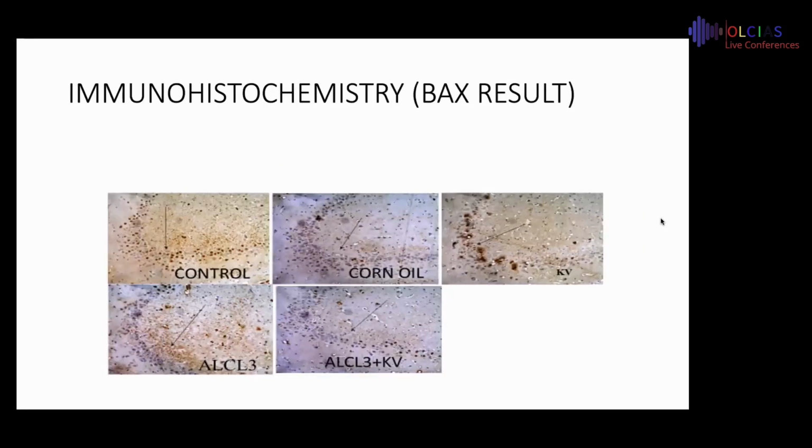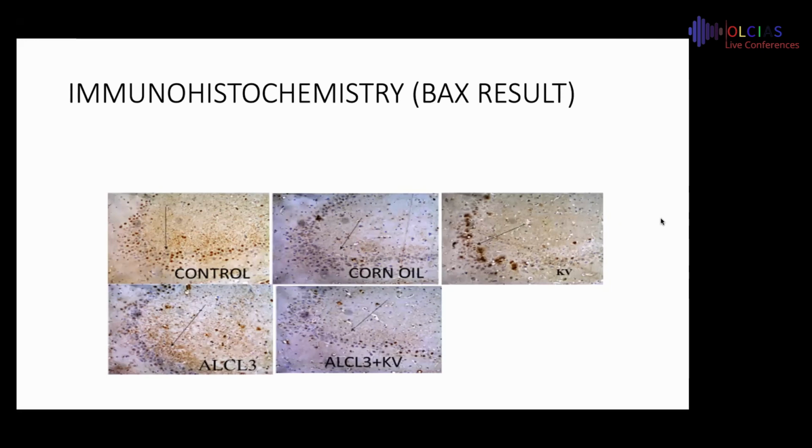Now, the next slide is talking about the BAX, that is the barium chloride 2X acyl protein. This BAX has positive cells, and these positive cells indicate apoptosis. For the control group, the Kolaviron group and the corn oil group, they show a low level of BAX positive cells, and this means that they did not undergo apoptosis. But the aluminum chloride group shows an increased level of these BAX positive cells, which tells us that they underwent a kind of apoptotic changes.